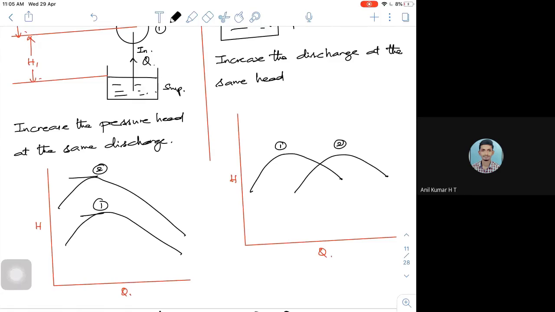So this is about your pumps. If I want to increase the discharge at the same head, or if I want to increase the pressure head, I will be going with either the first one or the second one, depending upon your requirement. Whether I want to increase my head or my discharge, I will go with this type of pump.